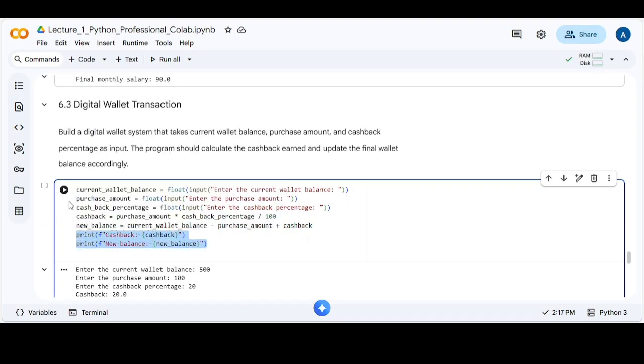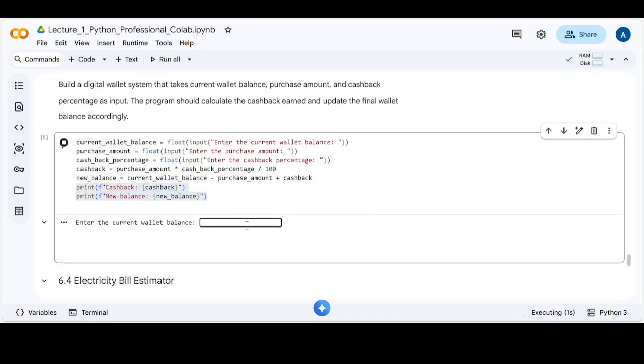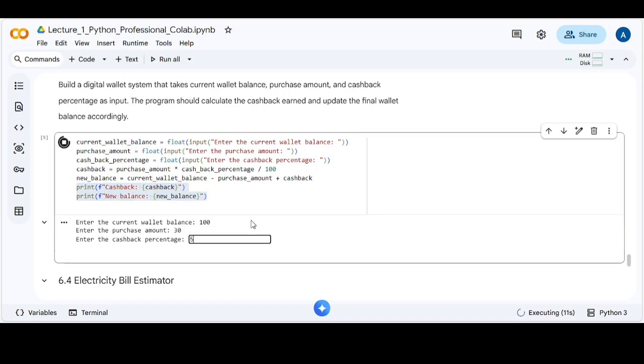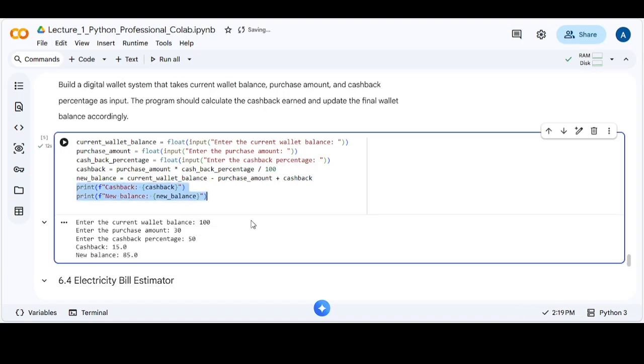Now if you run it, let's say our wallet had 100, the purchase amount was 30, and the cashback was 50. We can see that it was 50% cashback, so 30 had 50%, which is 15, which we added to our balance, and that's the new balance.